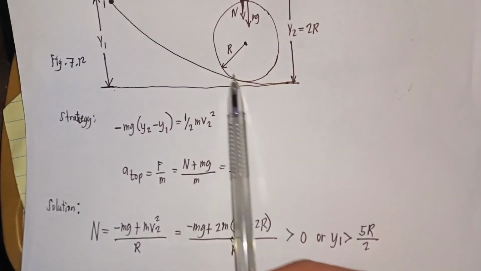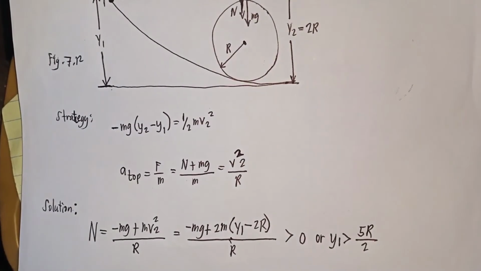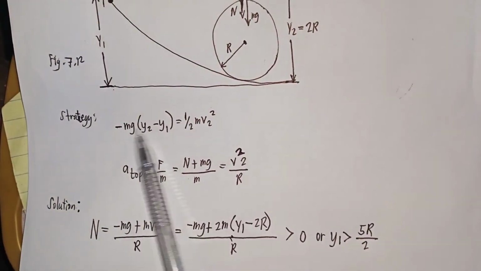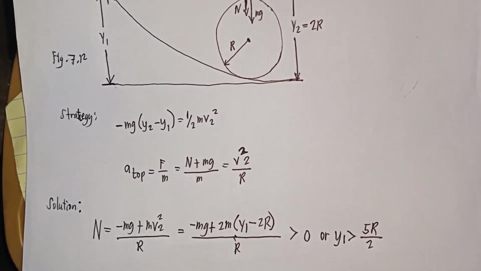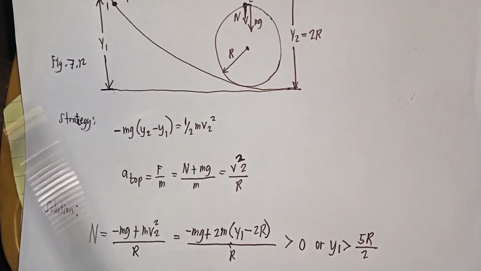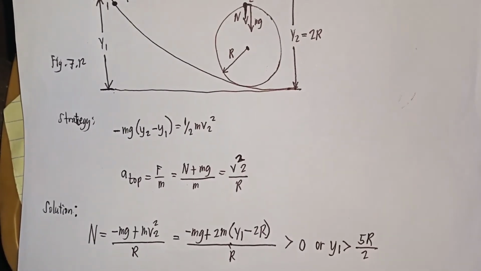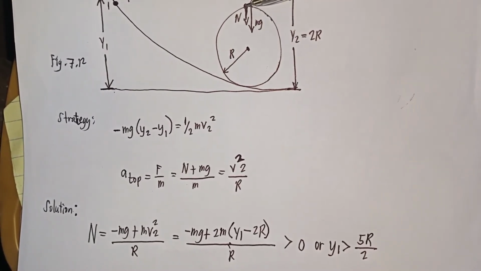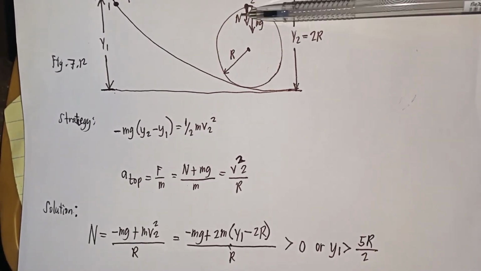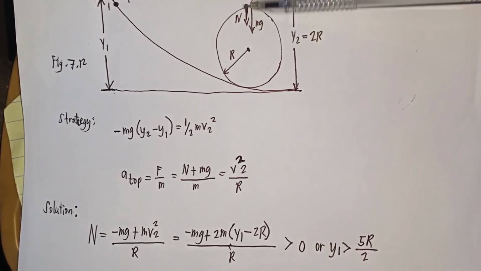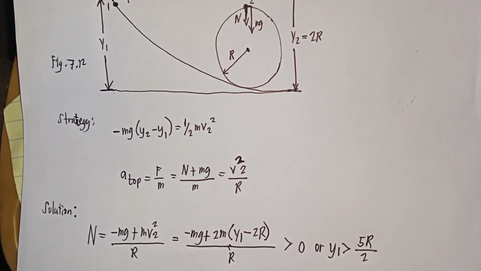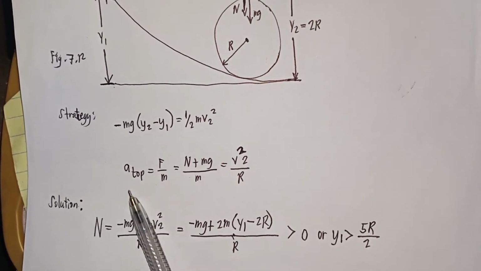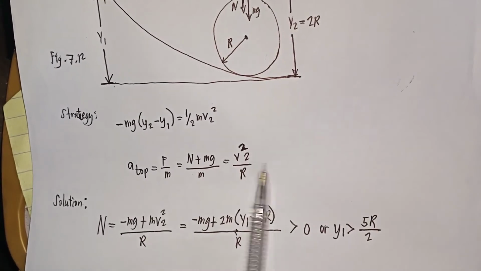So this is the formula. Then, where the notation can be seen in the figure, at the top of the loop, the normal force and gravity are both down. They point down, and the acceleration is centripetal. So this is the second formula.